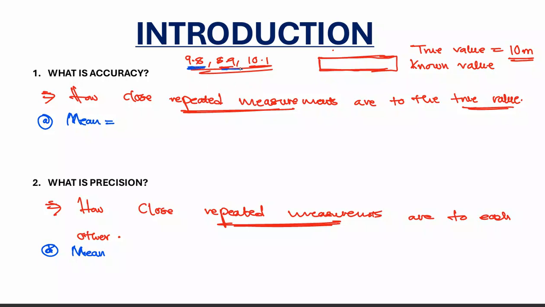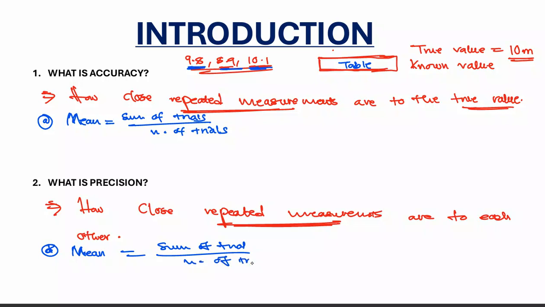Since you made 3 trials to measure the length of this table, to find the mean you are going to add the trials you made and divide by the number of trials. You are going to understand more as we answer questions. So you do the same here: the sum of trials over the number of trials.